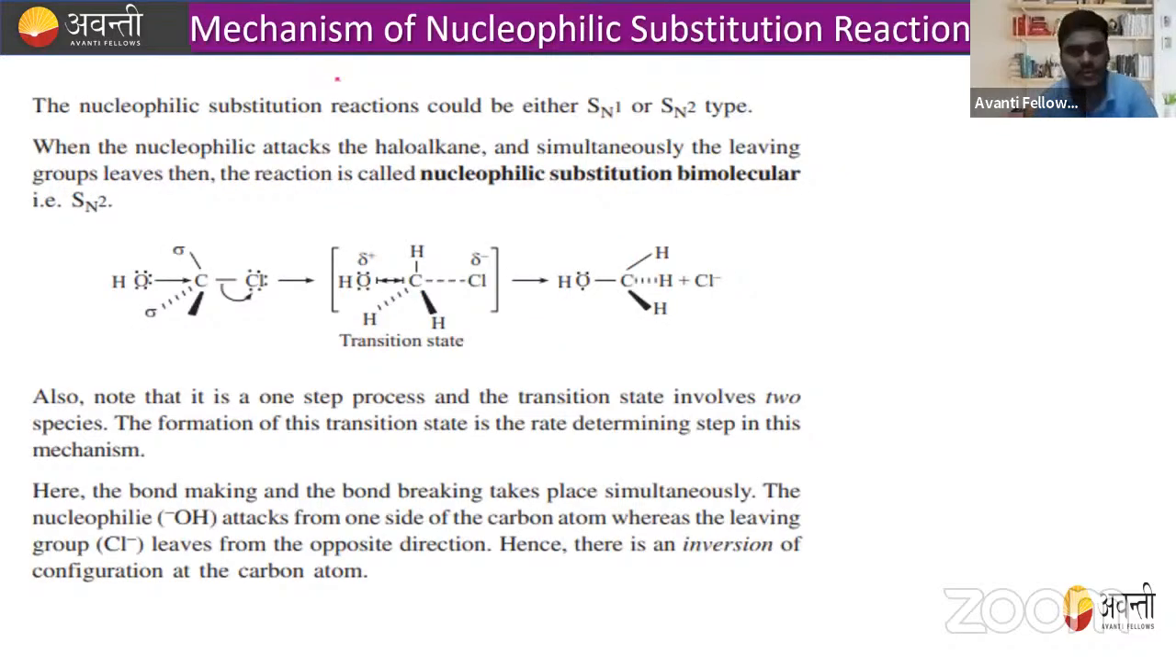Now, what is the mechanism of the nucleophilic substitution reaction? If you're talking about the mechanism of the nucleophilic substitution reaction, we can observe this. The nucleophilic substitution reaction could be either SN1 or SN2 type. Right, SN1 means nucleophilic substitution unimolecular and SN2 means nucleophilic substitution bimolecular. So when the nucleophile attacks the haloalkane and simultaneously the leaving group leaves, then the reaction is called nucleophilic substitution bimolecular, or we say SN2. So in this, both these things are taking place at the same time.